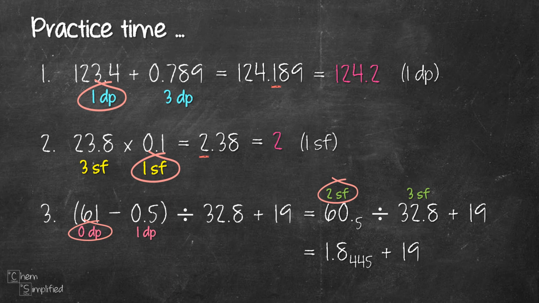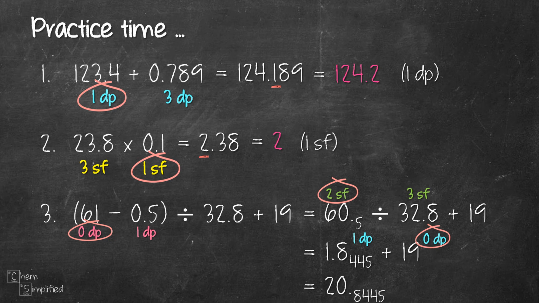The last operation we have to do is addition. So we have 1.8445 plus 19. Since it's addition, the round off rule is to follow the lowest decimal place. So 1.8 has 1 decimal place, 19 has 0 decimal place. Which means our final answer needs to be reported in 0 decimal place. So adding these two numbers up is going to give us 20.8445.